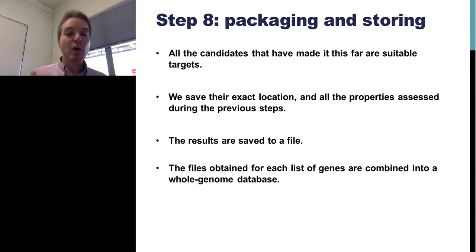Once we've done that, all the candidates that have made it this far into the selection process are what we consider suitable targets. We check that we're happy they're going to be efficient. We check that the off-target risk is low enough. So it's targets we're happy to use. So what we do is we save these targets along with their exact location and all the properties we assess. So we save the secondary structure, we save the off-target score, and so on. We save all that into a file, and then that file is used to build a database that contains all the targets from the entire genome.